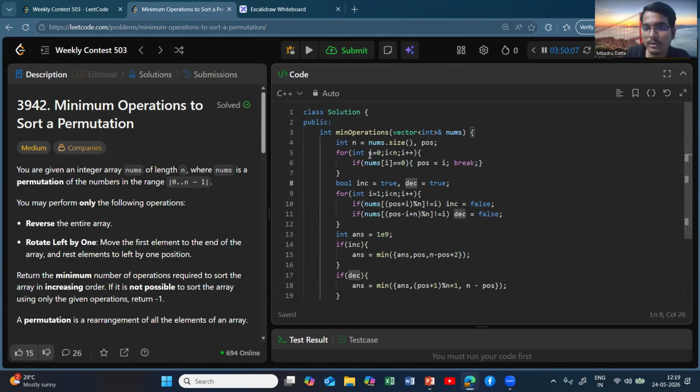So I iterate through nums. If nums is 0, I take out the position of the 0th element. Now increasing is true and decreasing is true. At first I write this. Now whether my array is increasing or decreasing cyclically, that I need to check.